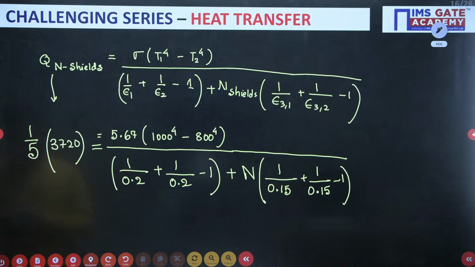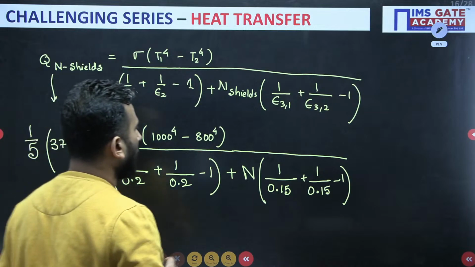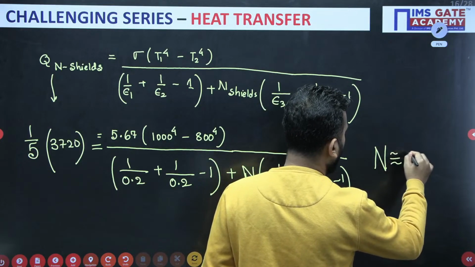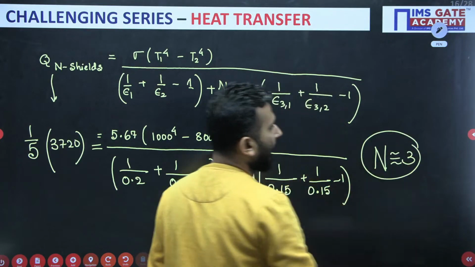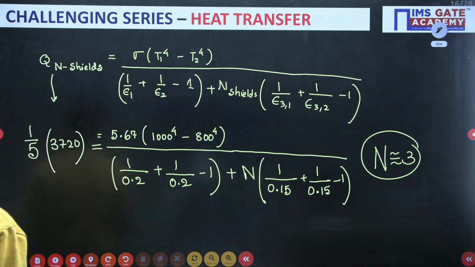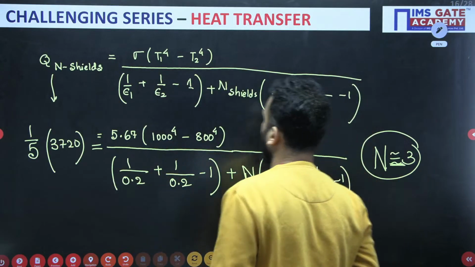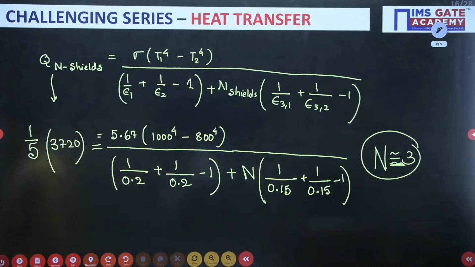If you solve this, I am leaving the calculation to you. You will approximately get the value of N to be 3. Very easily you can do the calculation. Approximately you will get the value of N to be 3 shields. Right? So another good question on radiation.